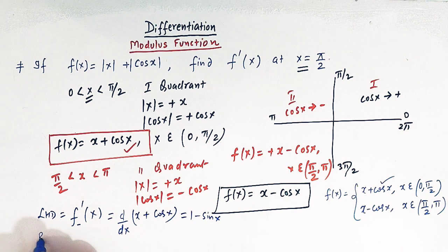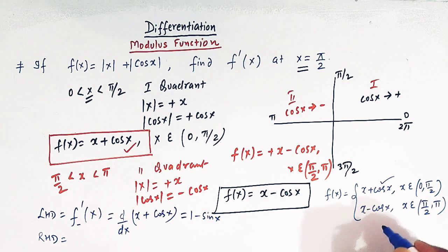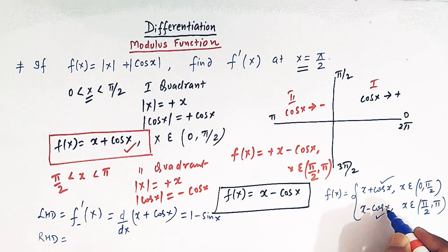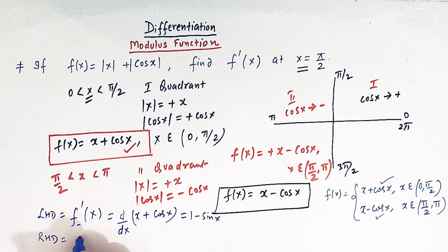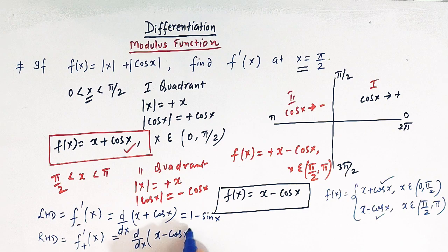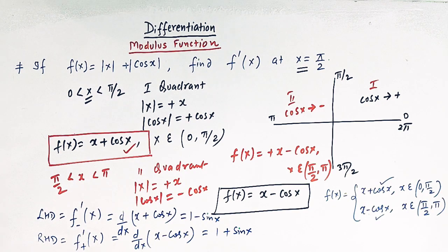And similarly, the right hand derivative can be obtained by differentiating this expression with respect to x, right? So the right hand derivative is f prime of x. Here we'll put a positive sign, and now we can write dy dx of x minus cos x. So the derivative of x is 1, and here the derivative of cosine x is negative sin x, so this becomes positive sin x, right?